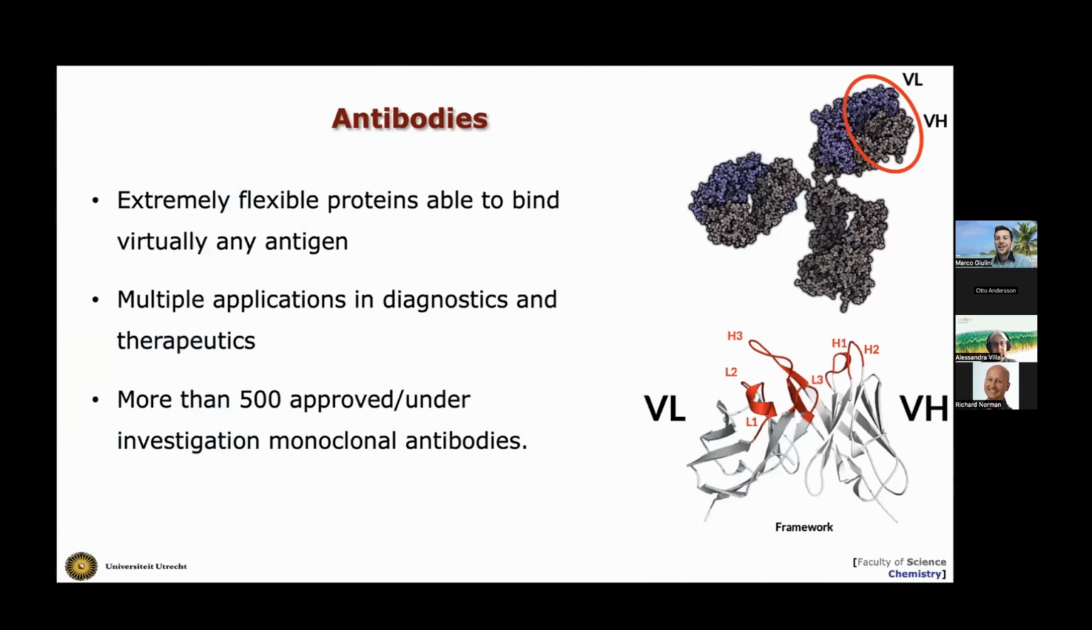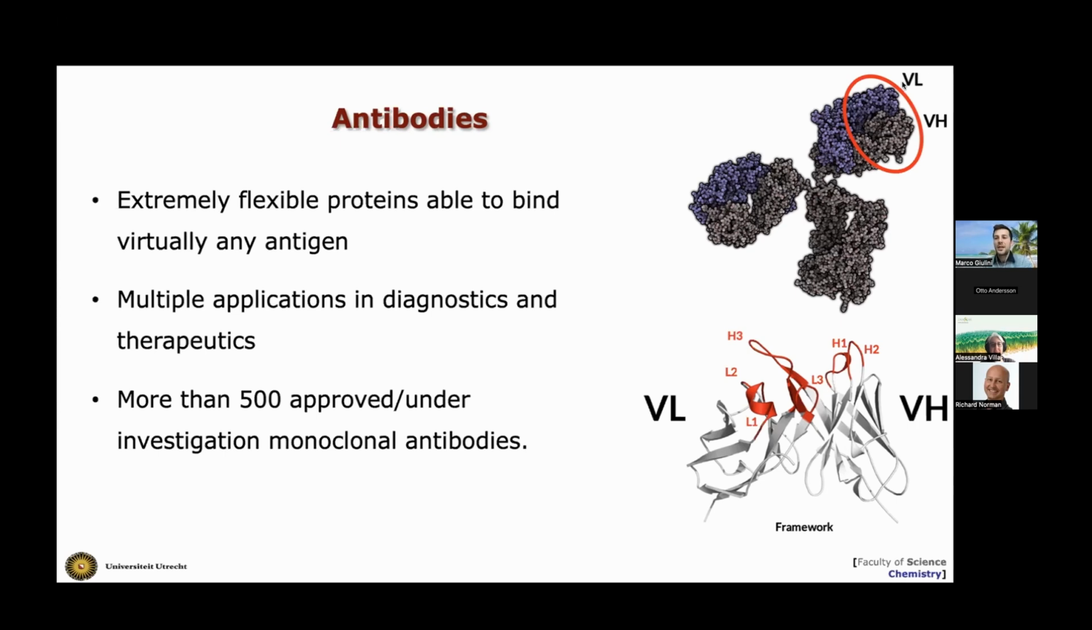Let's start with antibodies. They are fantastic proteins. They are extremely flexible, and they are able to bind basically any antigen molecule that is entering our body. So viruses, bacteria, they have proteins that our immune system can recognize and that can be attacked by antibodies.